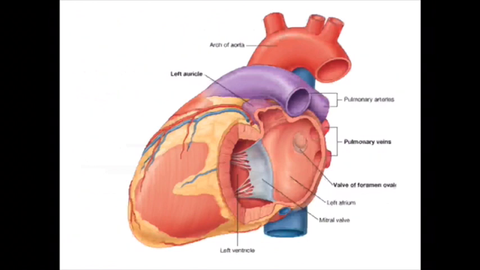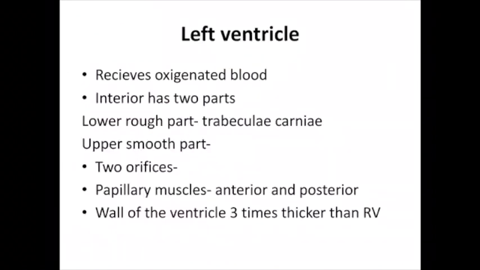Four pulmonary veins open into the left atrium. The left ventricle receives oxygenated blood, and interiorly it has a rough part and a smooth upper part. The rough part is due to trabeculae carneae.